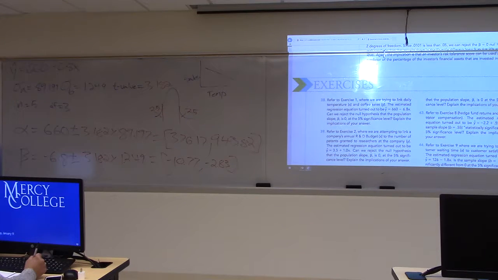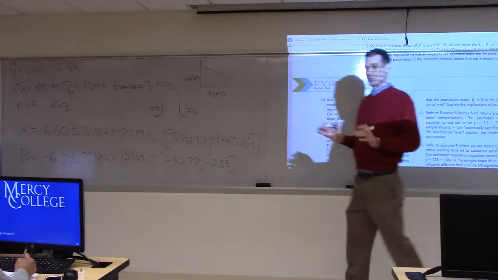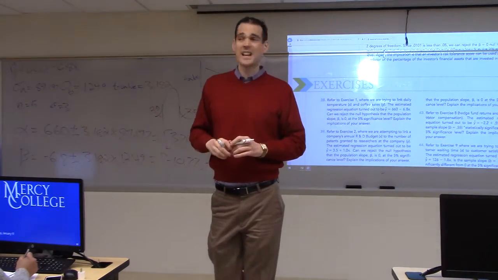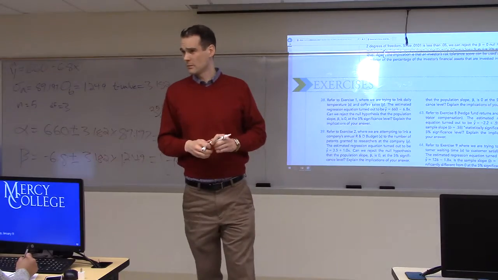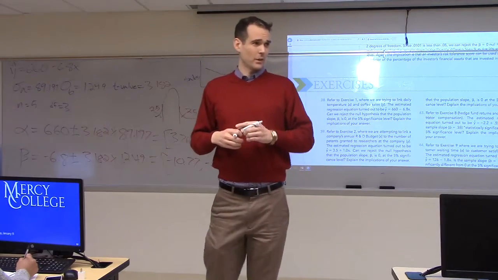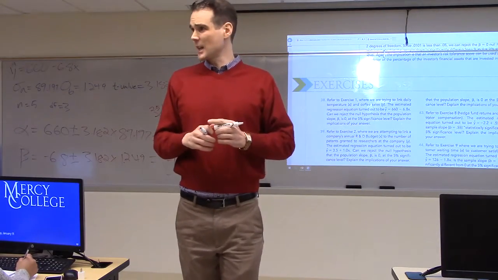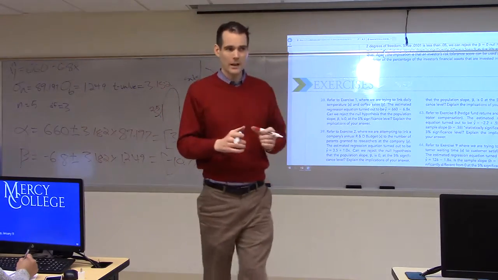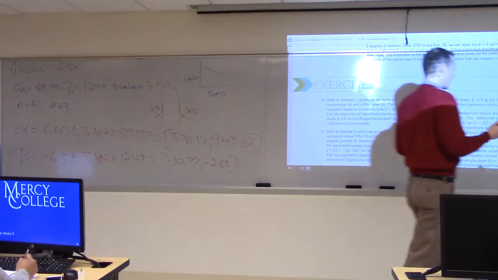So our critical values for 2.5% in either tail would be what? What distribution are we using? The t distribution or the z distribution? T. How many degrees of freedom? 3. How much percentage in the right tail? 0.025. And when you look on the t distribution, what do you get?